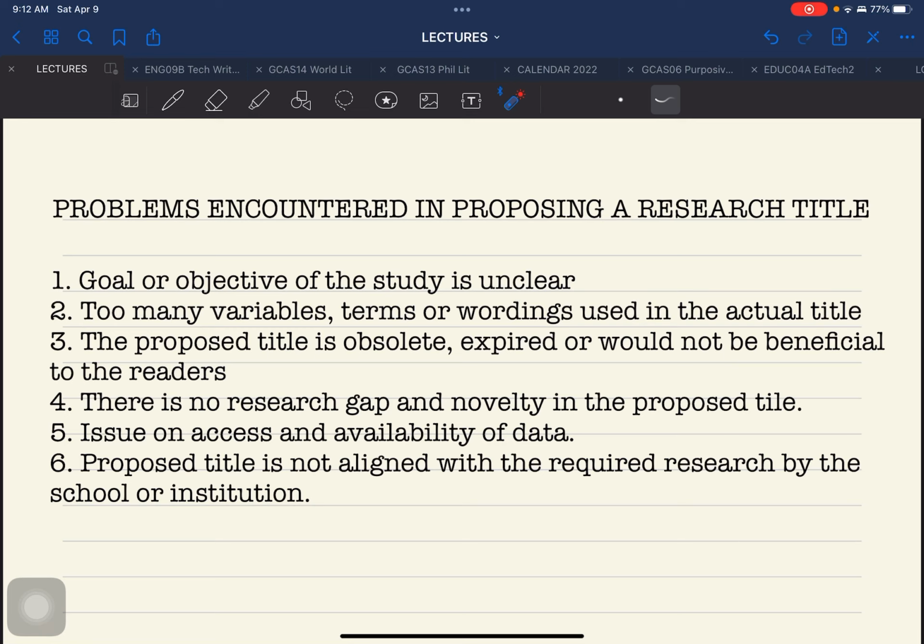So basically, these are the major factors that are commonly identified when checking or proposing a research title. These are the things that come up in the discussion and critiquing of a proposed research title. And I hope you would take into consideration these factors so that your title would definitely be approved and hopefully it will be published in journals.